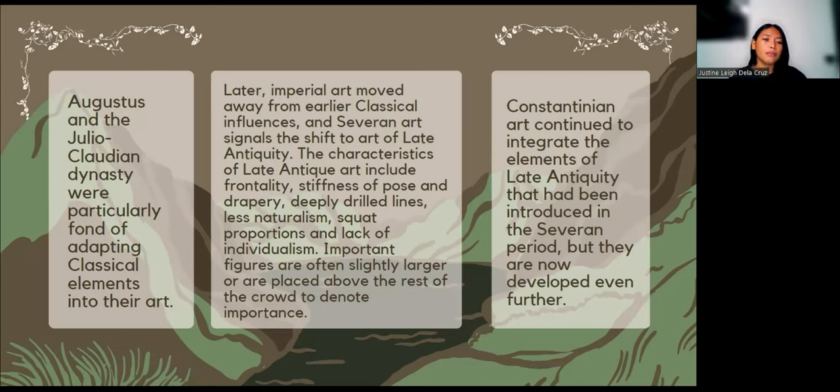So yung during the dynasty of Augustus and Julio-Claudian, yung art pa rin nila is nagpo-focus pa rin sa classical art. Pero later on, nung nag-start na yung Severan period, from classical, naging late antiquity na. So yung art dati nung sa dynasty pa nila Augustus is more on classical art na na-influensyahan ng Greek. But nagkaroon ng transition to late antiquity, which is yung art is naging more iconic and more stylized art na na-influensyahan ng Middle Ages.